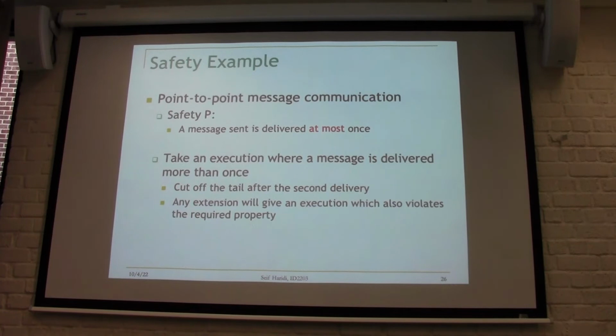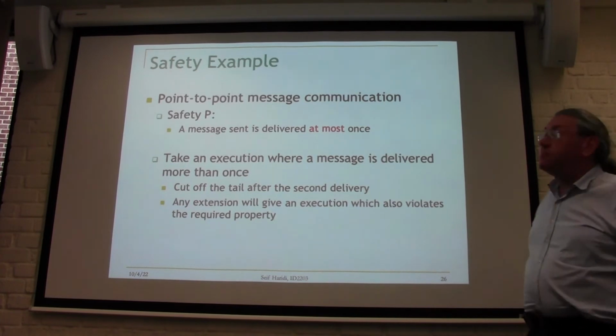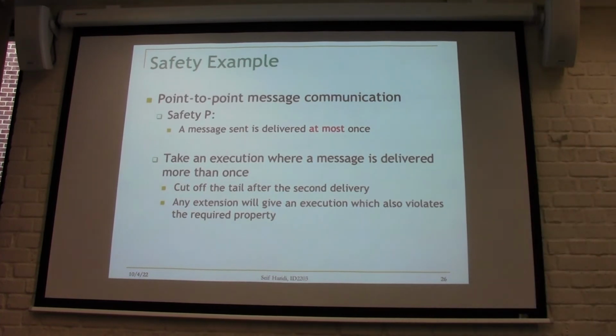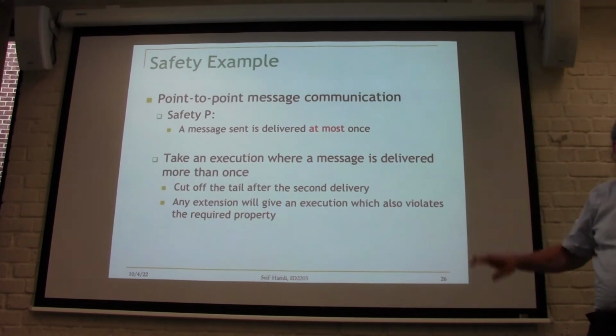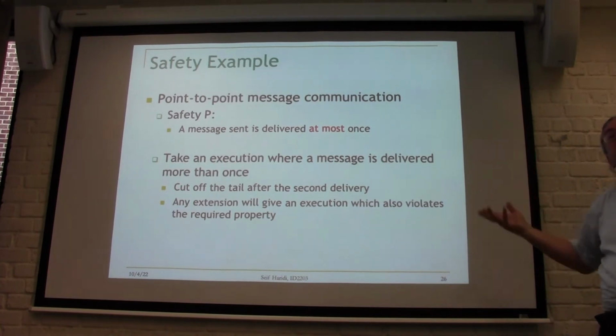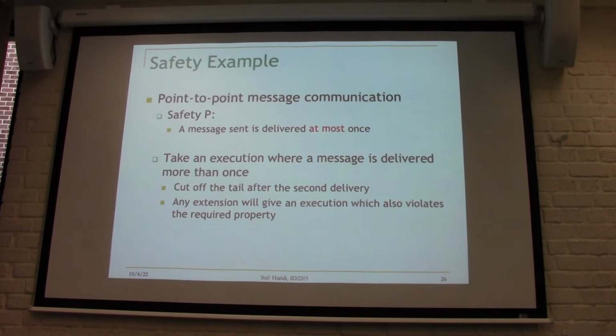So a safety property is a strong thing. Once it breaks, it's broken. You cannot fix it. If you can fix it, it's not safety. Then there's no issue. If it's something that can be fixed, then we don't even talk about it. It's part of normal execution. Safety is when you can't fix it. That's how we define safety.